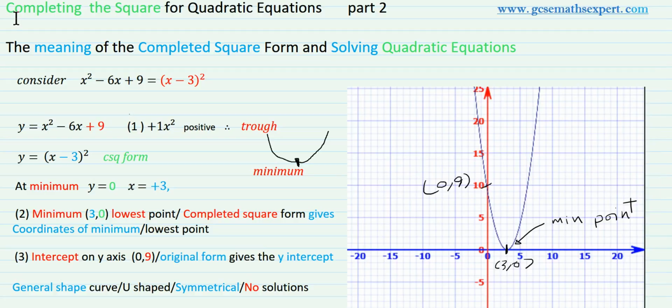So we're going to discuss completing the square for quadratic equations. This is part 2. So please watch part 1 before watching this because it does get a bit complicated.